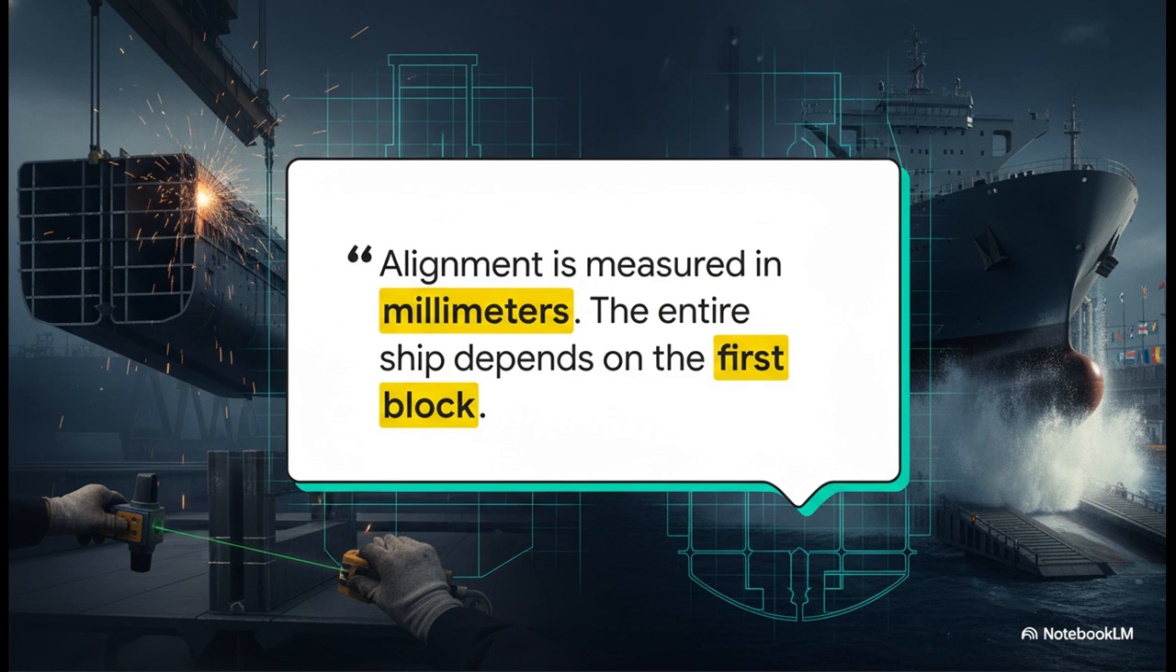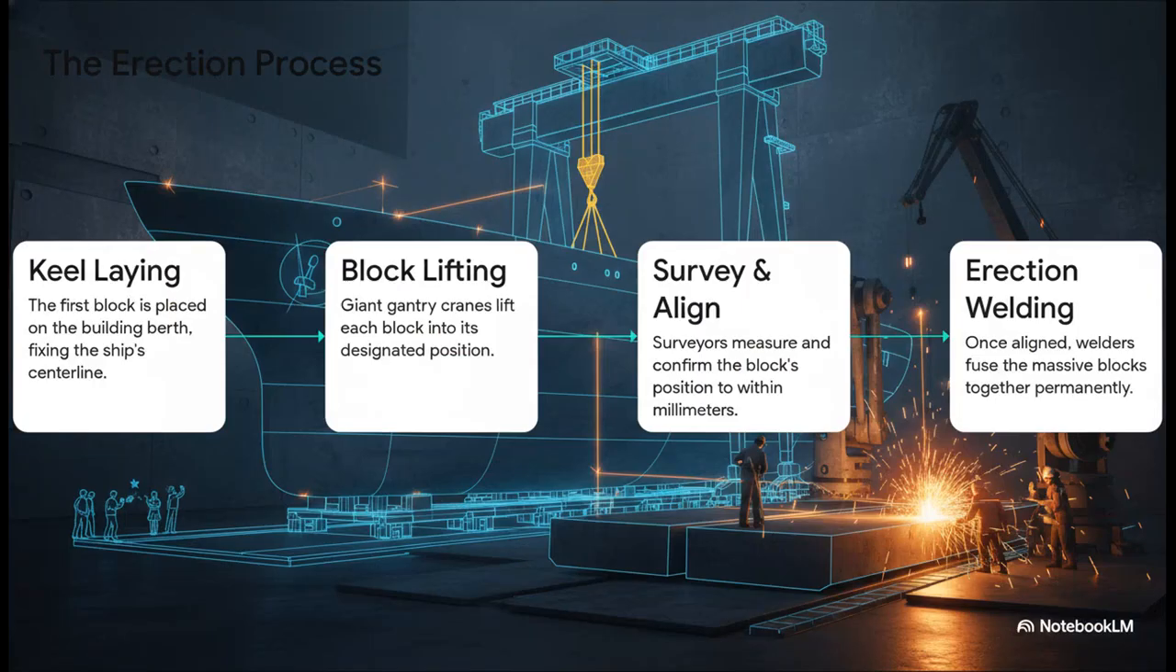The whole structural integrity of a ship that's hundreds of meters long. It all comes down to how perfectly you place that very first block. We are literally talking about getting it right down to the millimeter. It's that critical. So this whole assembly stage is called the erection process, and it follows a super strict sequence.